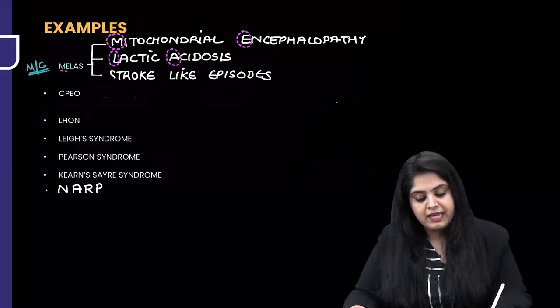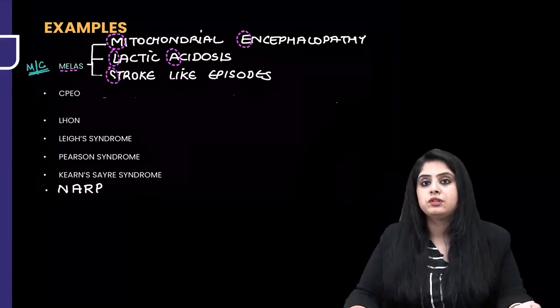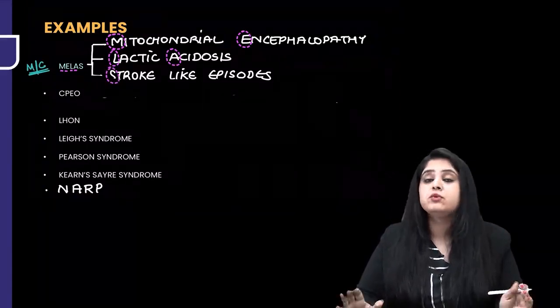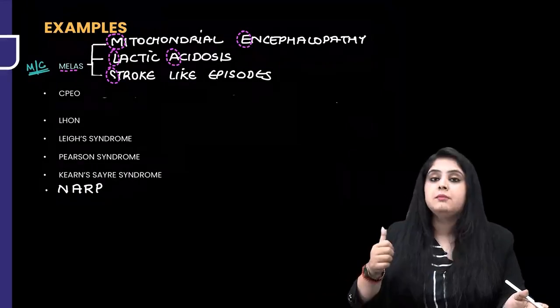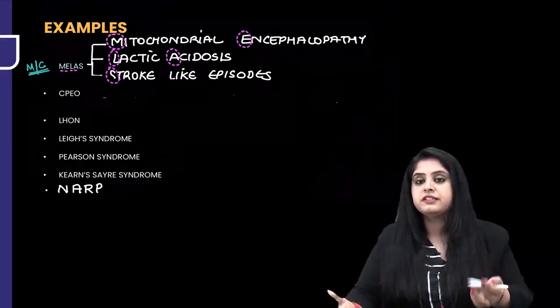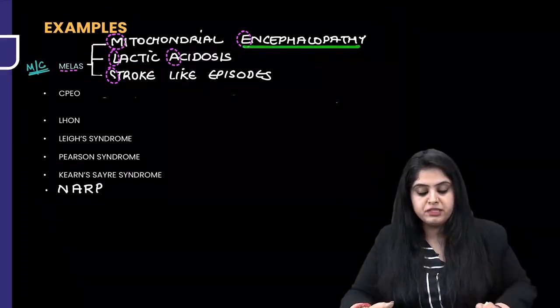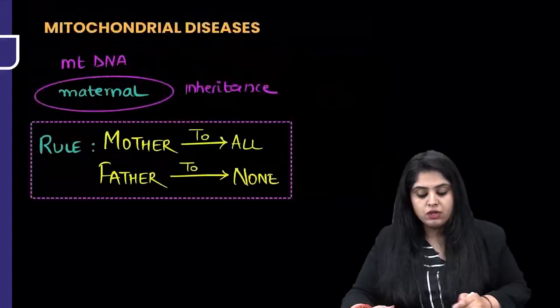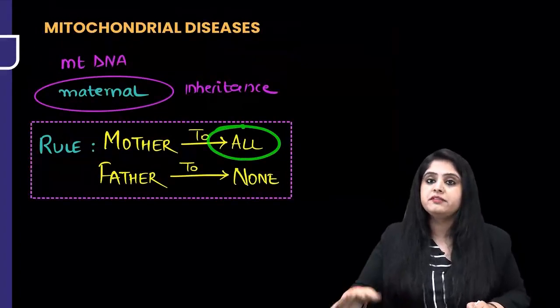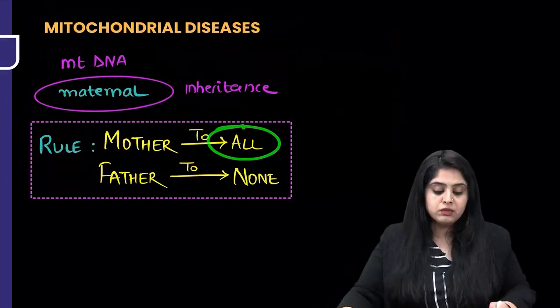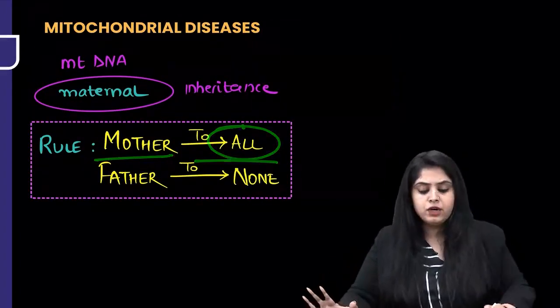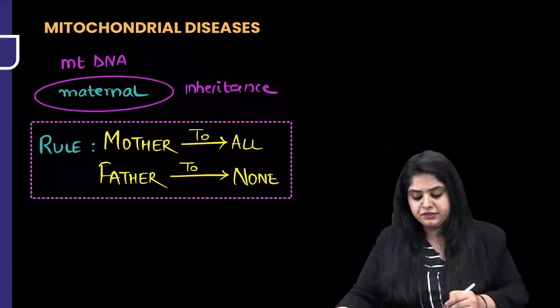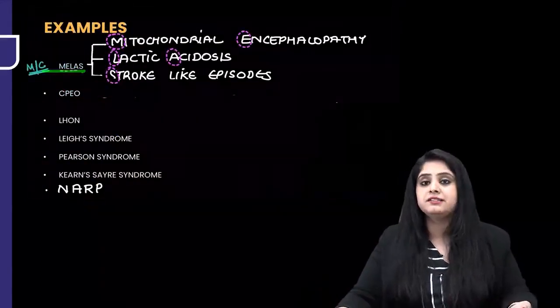LA is lactic acidosis and S is stroke. So what is MELAS? The most common mitochondrial disorder. A patient will come and say there is a mother. Mother has encephalopathy, lactic acidosis, and stroke. After the mother, all her kids also have the same problem: encephalopathy, lactic acidosis, stroke. The mother has it and all the kids have it. You know you're dealing with mitochondrial diseases. You know you're dealing with MELAS.